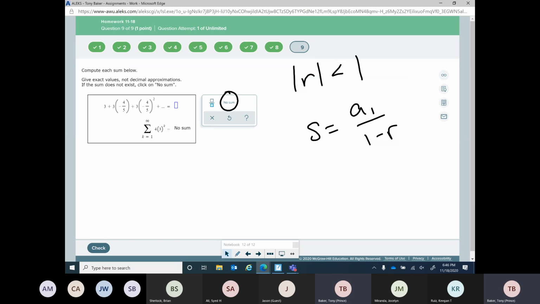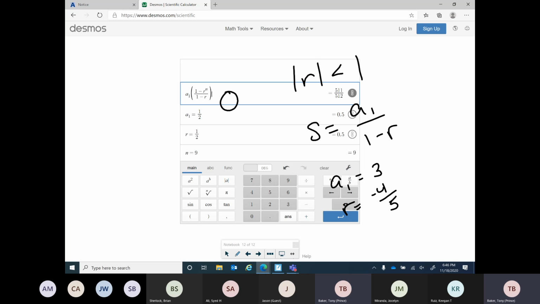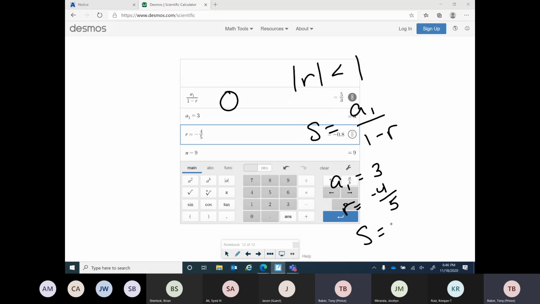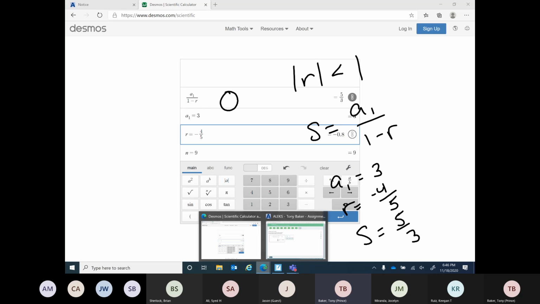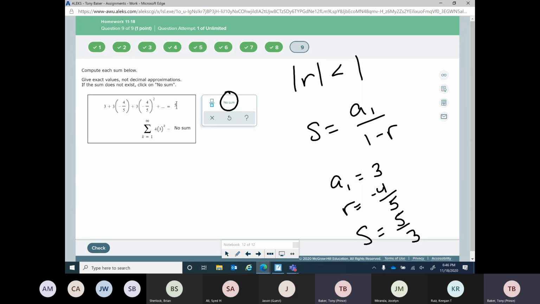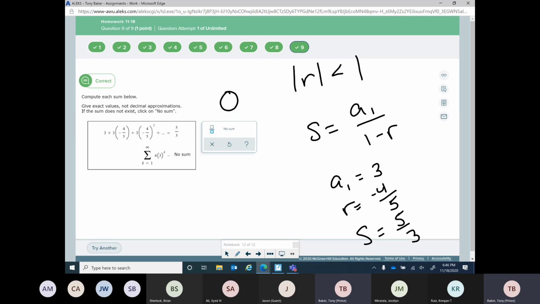All you need is your initial value and your ratio. So in this case, my second one I already know is no sum. So for my first one, my A1 is 3, and my ratio is -4/5. Again, we can go back to Desmos, and we can change this formula up here. So it's A1 divided by 1 minus R. A1 in this case was 3, and my ratio is -4/5. So my sum in this case is 5/3. I go back here, and my answer is 5/3. This formula is actually pretty simple, but the key piece is what the ratio is.